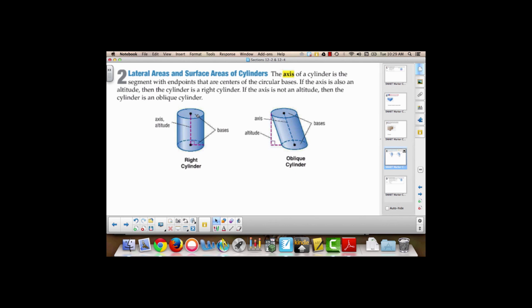So I want you to take the formula you got for the lateral area of prisms and adapt it to a cylinder with circle bases. I want you to also do the same thing for the surface area. Adapt the surface area formula that you have for prisms to cylinders by thinking about what those pieces would mean for circles.